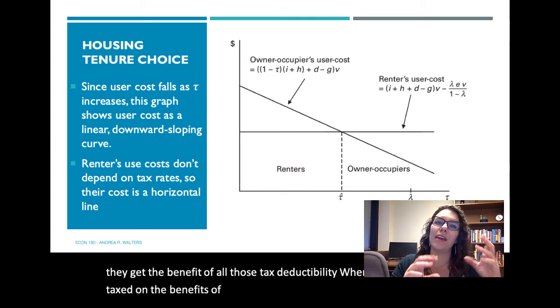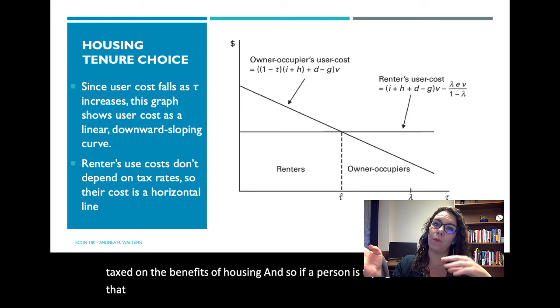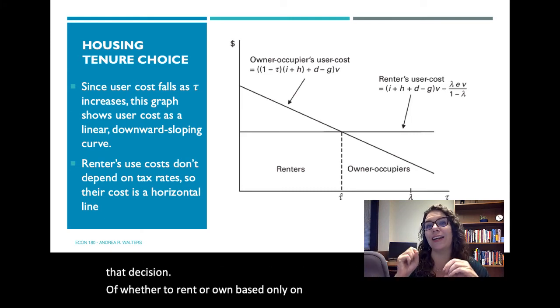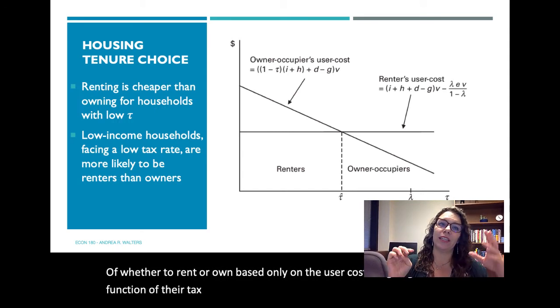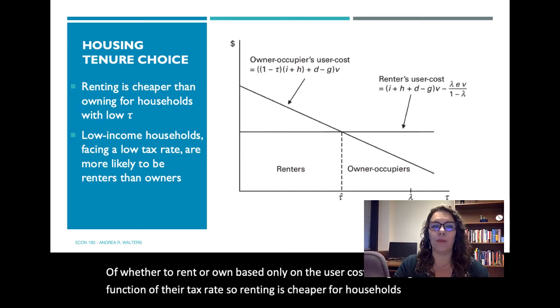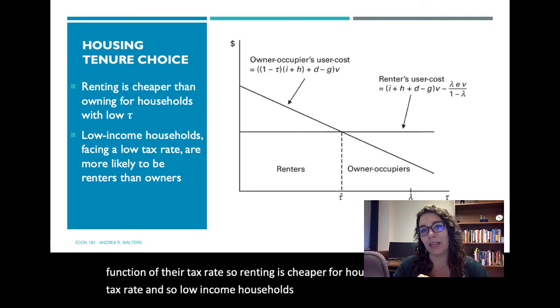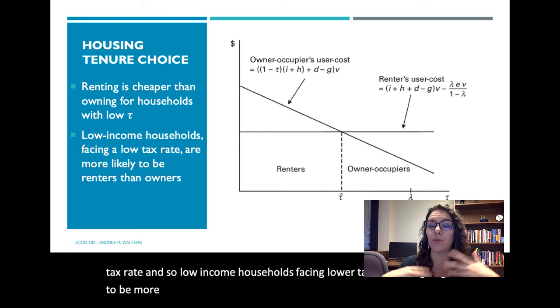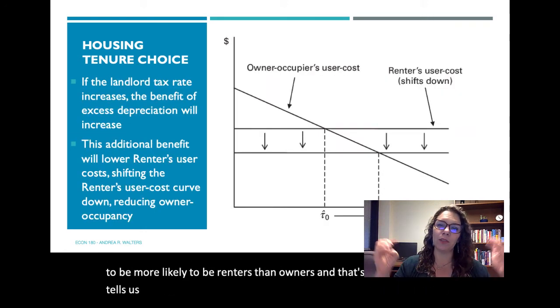And so if a person is trying to make that decision of whether to rent or own based only on the user cost, it's going to be a function of their tax rate. So renting is cheaper for households with a low tax rate. And so low-income households facing lower tax rates are going to be more likely to be renters than owners. And that's what this model tells us. Cool?